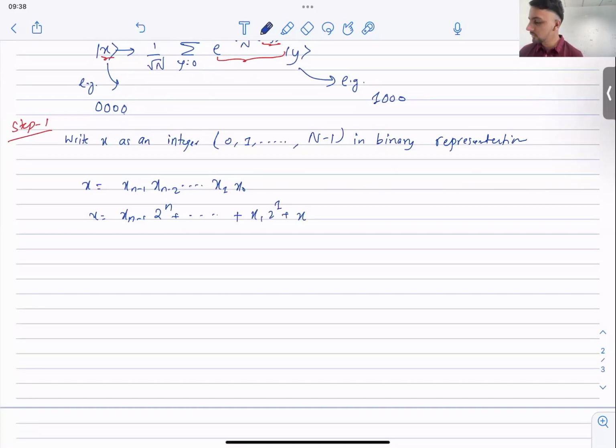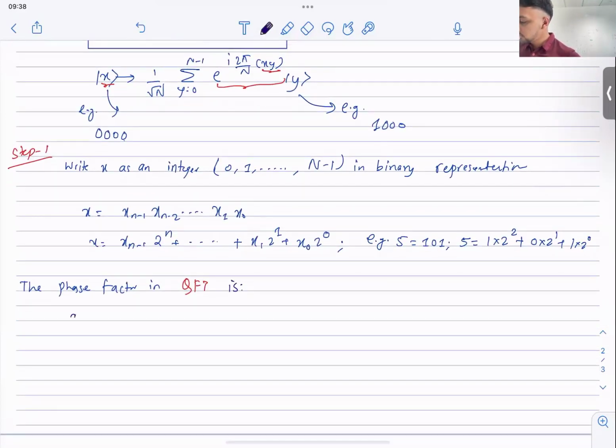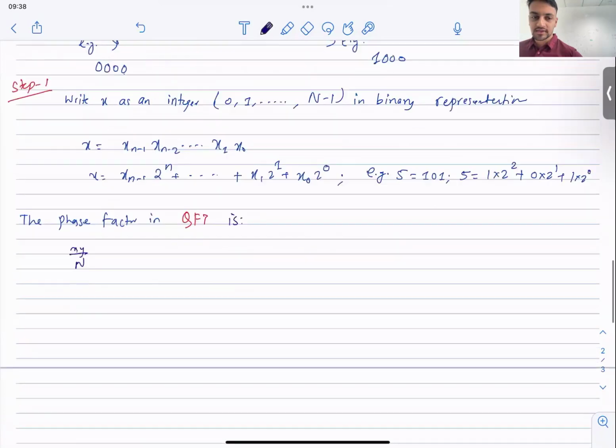So what I'm doing is transforming from an integer, for example, 5 is 101, right? The reason for this is 5 is what? 1 times 2 to the 2, plus 0 times 2 to the 1, plus 1 times 2 to the 0. Okay. And so the phase factor in QFT, so this is the first step. And then the phase factor in QFT is defined as something like this. So your xy over n.